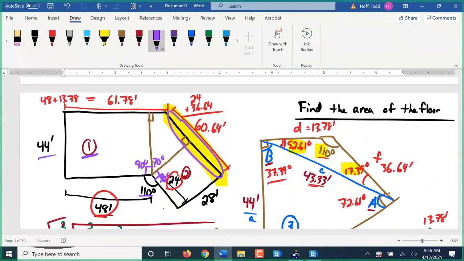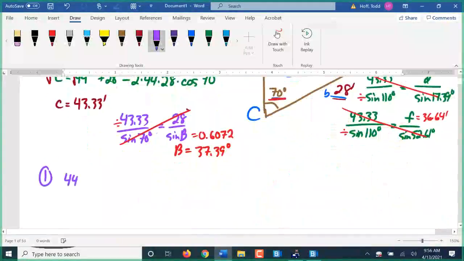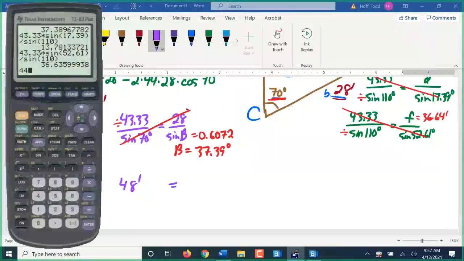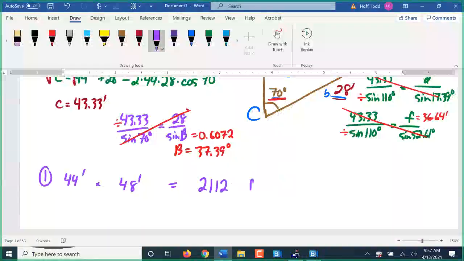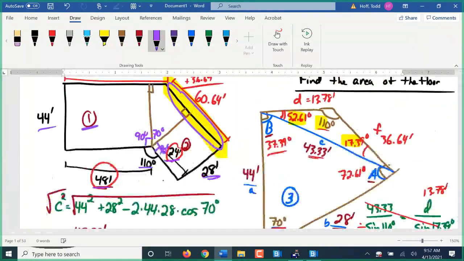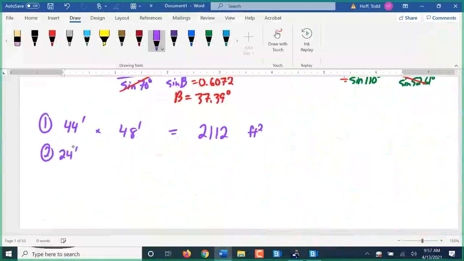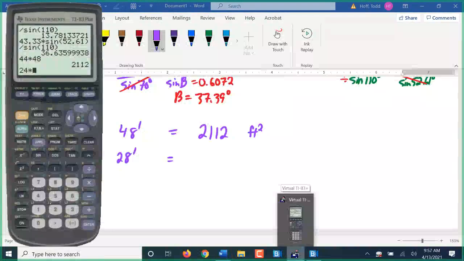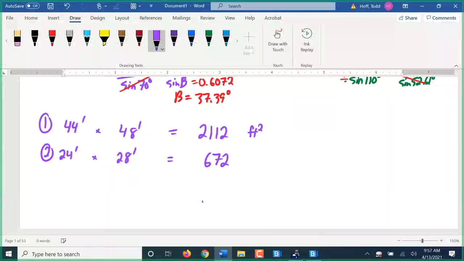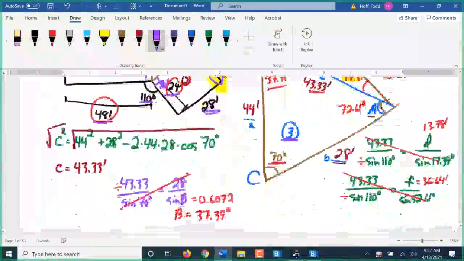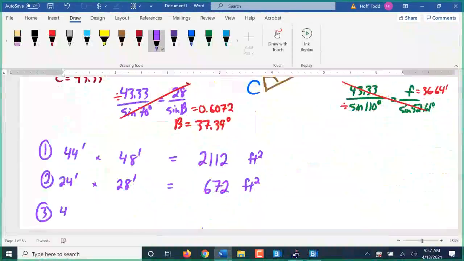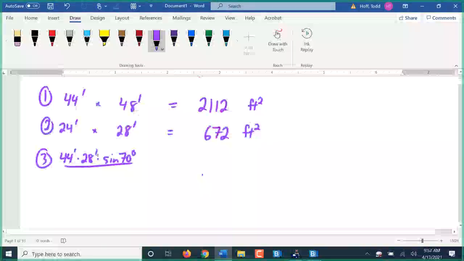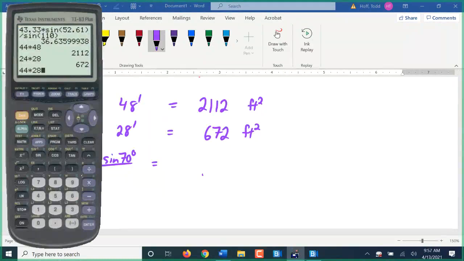So I do have shape 1 here, which was 44 by 48. Which is going to give us 2,112 square feet. And I have shape 2 over here, which is 24 by 28. Giving us 672 square feet. And then from this portion here, I have shape 3 right here, which is 44 times 28 times sine of 70 over 2. Giving us 578.85.